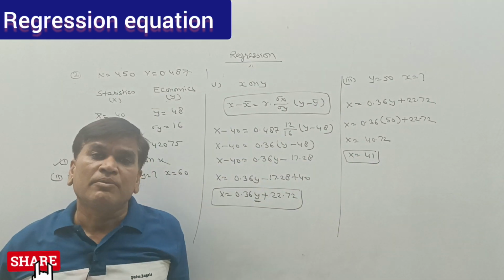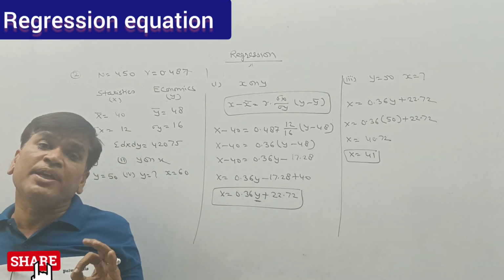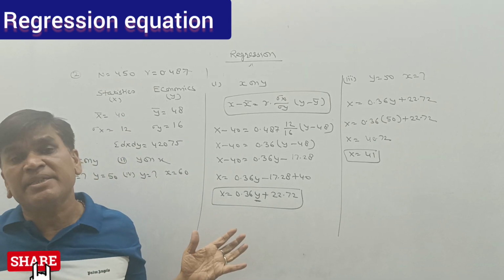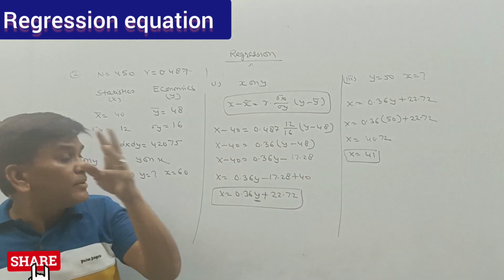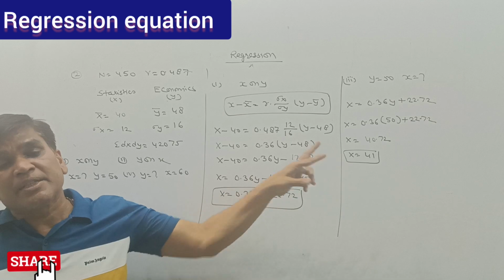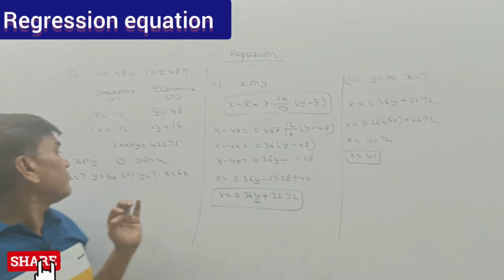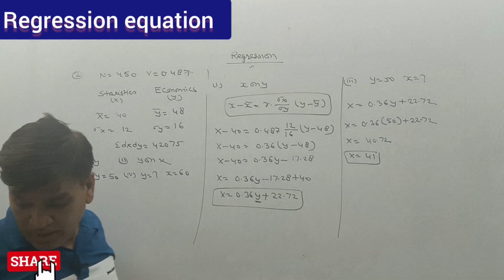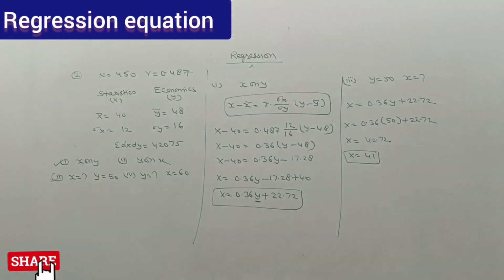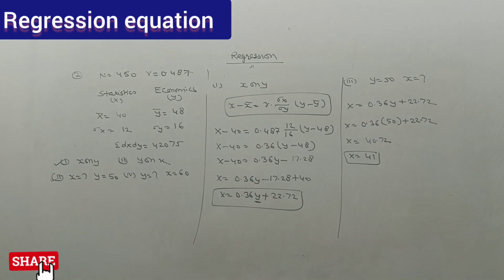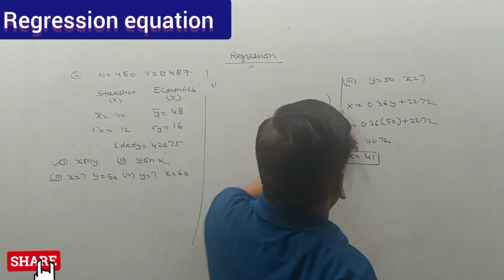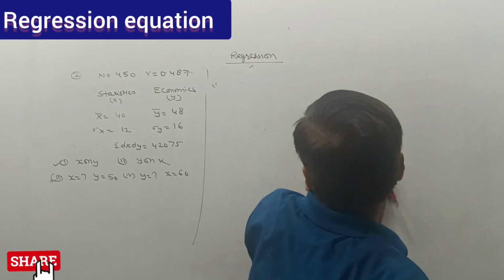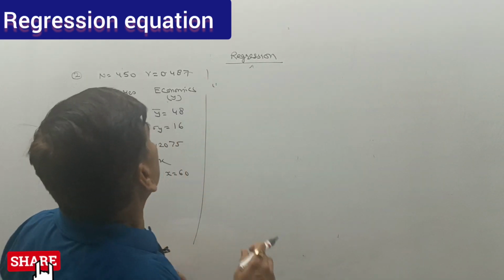So with the help of that regression equation, we can predict the marks in the statistics score of the students. So we have done the first question and the third question. Now what will be the value of y on x? We have to discuss that y on x equation. So come to this second question.